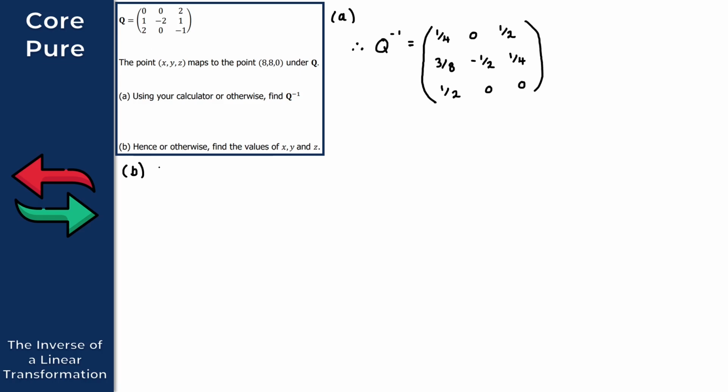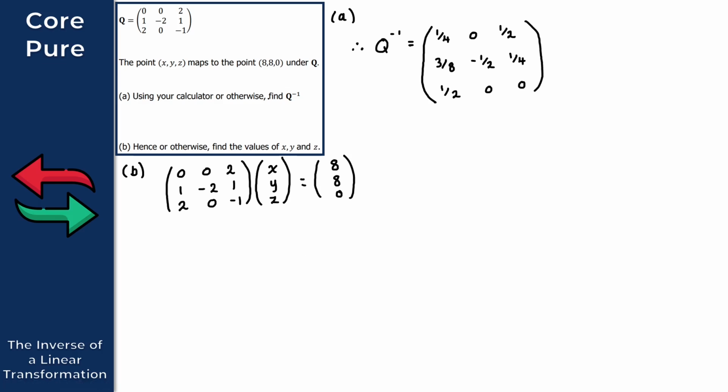So we have the matrix Q. I have 0, 0, 2. We have 1, -2, and 1. And then finally 2, 0, and -1. Okay. So this transformation is applied to the point x, y, z. Again, you can represent this as a matrix like so, x, y, z. And then once we apply the transformation to x, y, z, we get this point, 8, 0. We get 8, 0, as we've just mentioned.